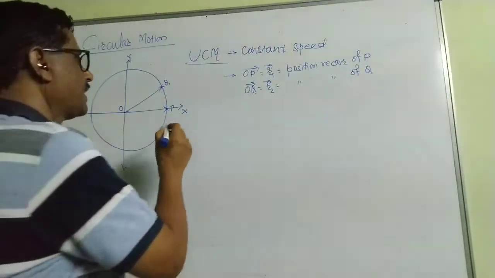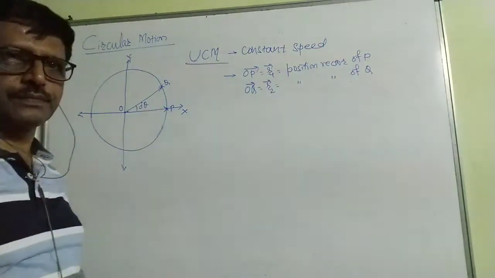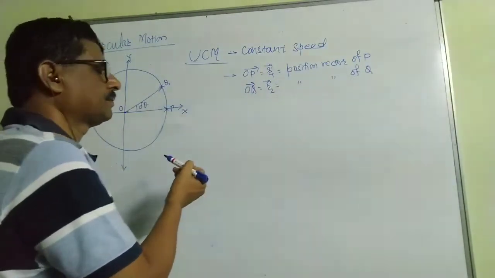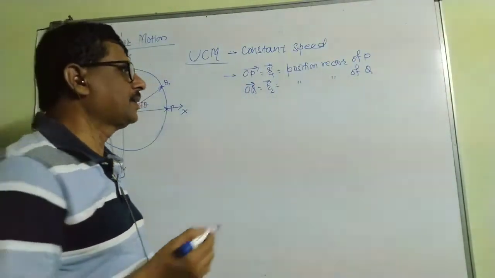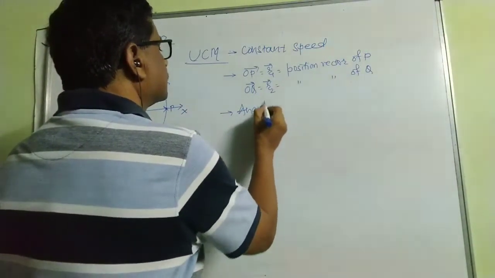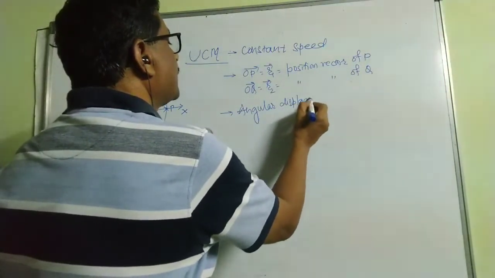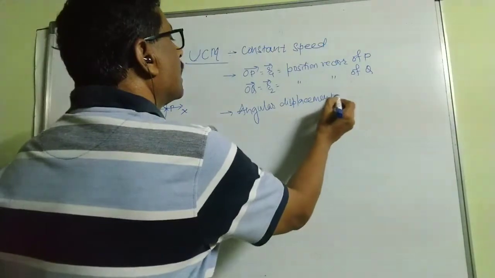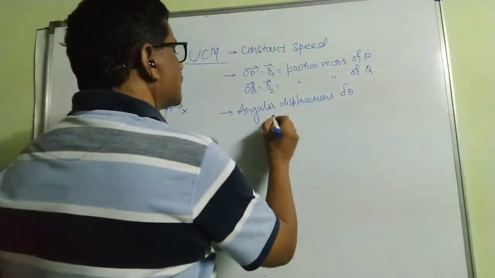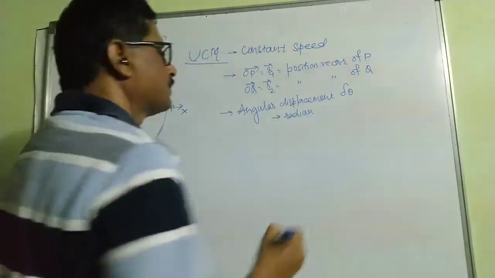The angle traced by the particle in circular motion when it displaces from one position to another in time delta t is the angular displacement. Angular displacement is represented by delta theta. Its SI unit is radian. Angular displacement is measured in radian.